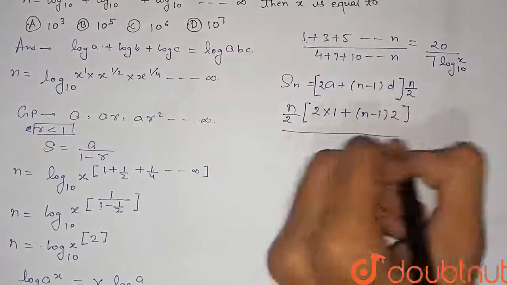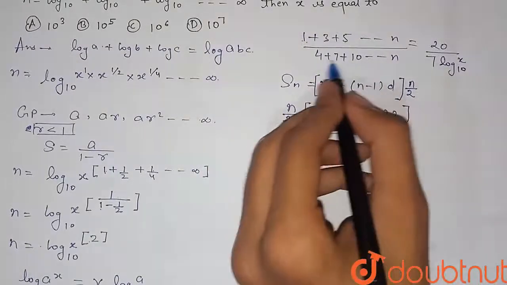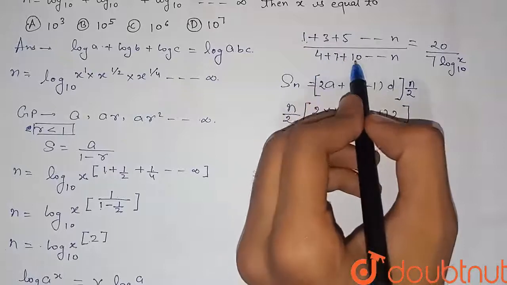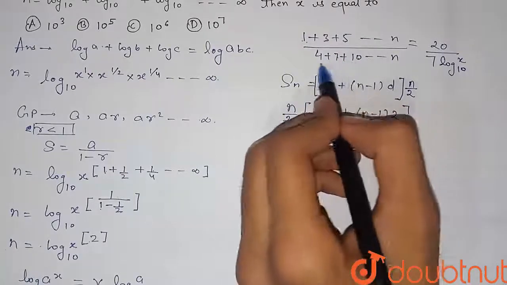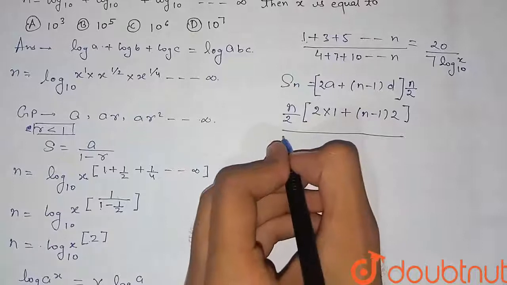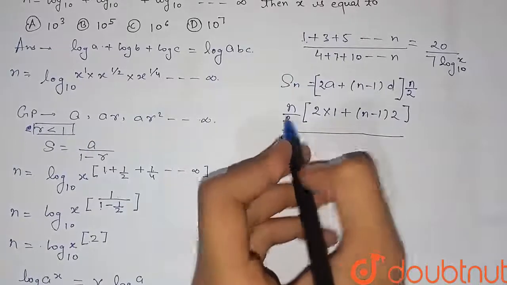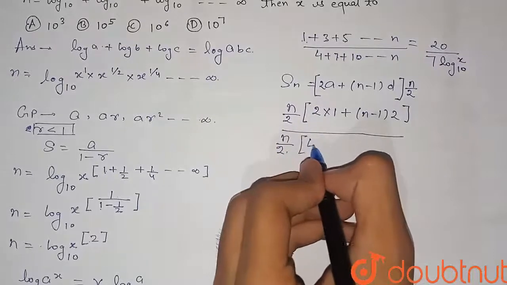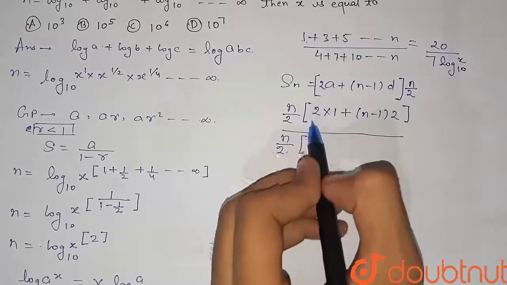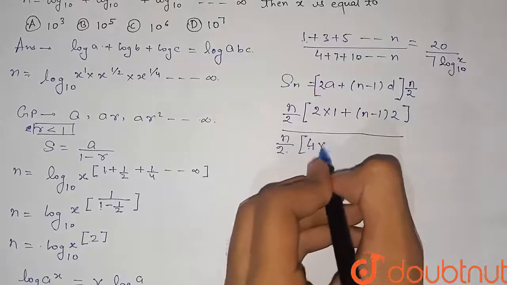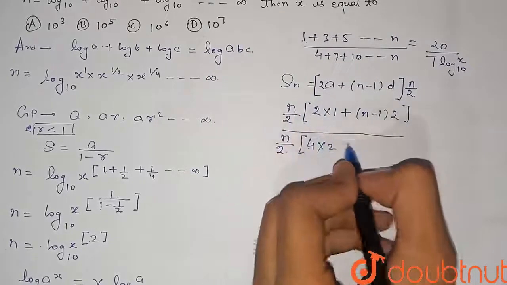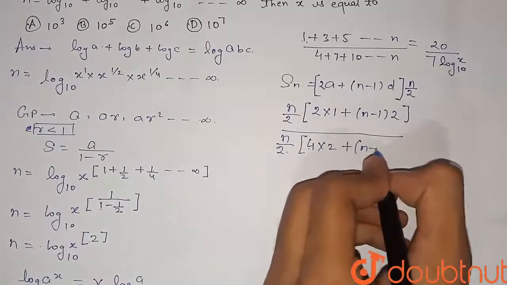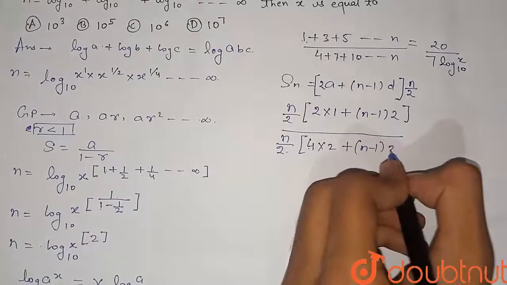Here in the denominator we can write the summation of this. So here the first term is 4. The common difference is 3, because 7 minus 4 is 3, and 10 minus 7 is also 3. So the common difference is 3 here. So we can write this as n by 2, that is by using this formula for summation. Here it will be 2 into 4, that is 4 into 2, and here it will be n minus 1, and here the difference is 3. So here this will be 3.